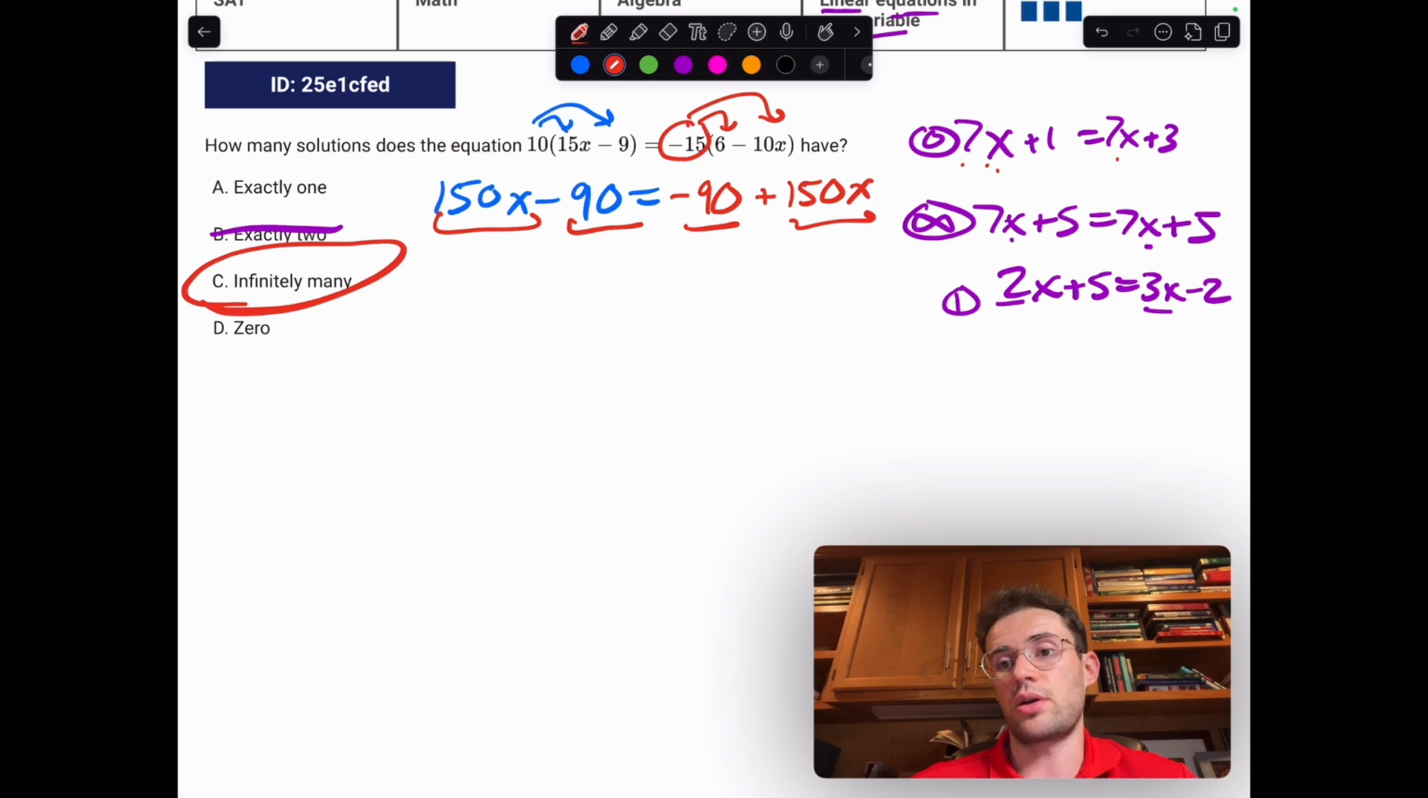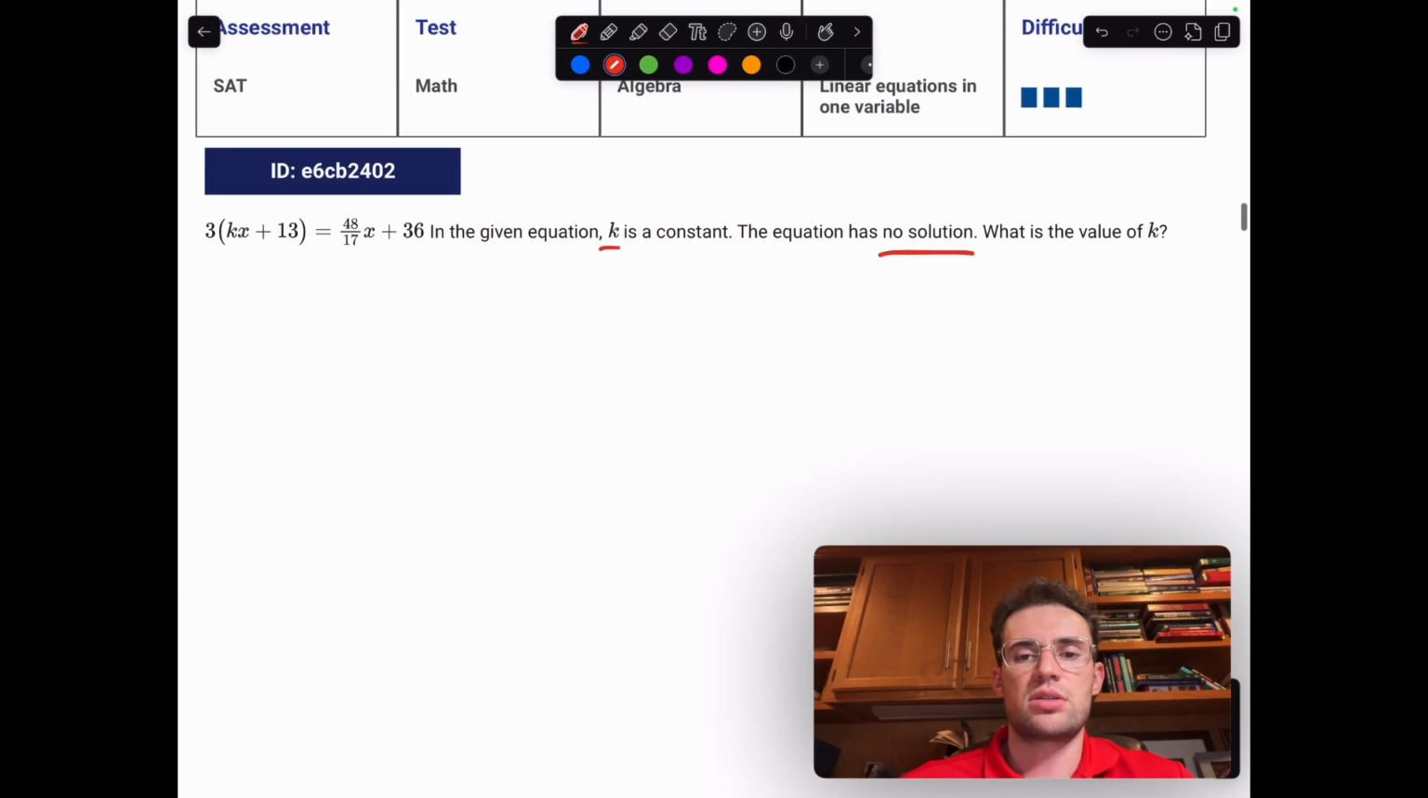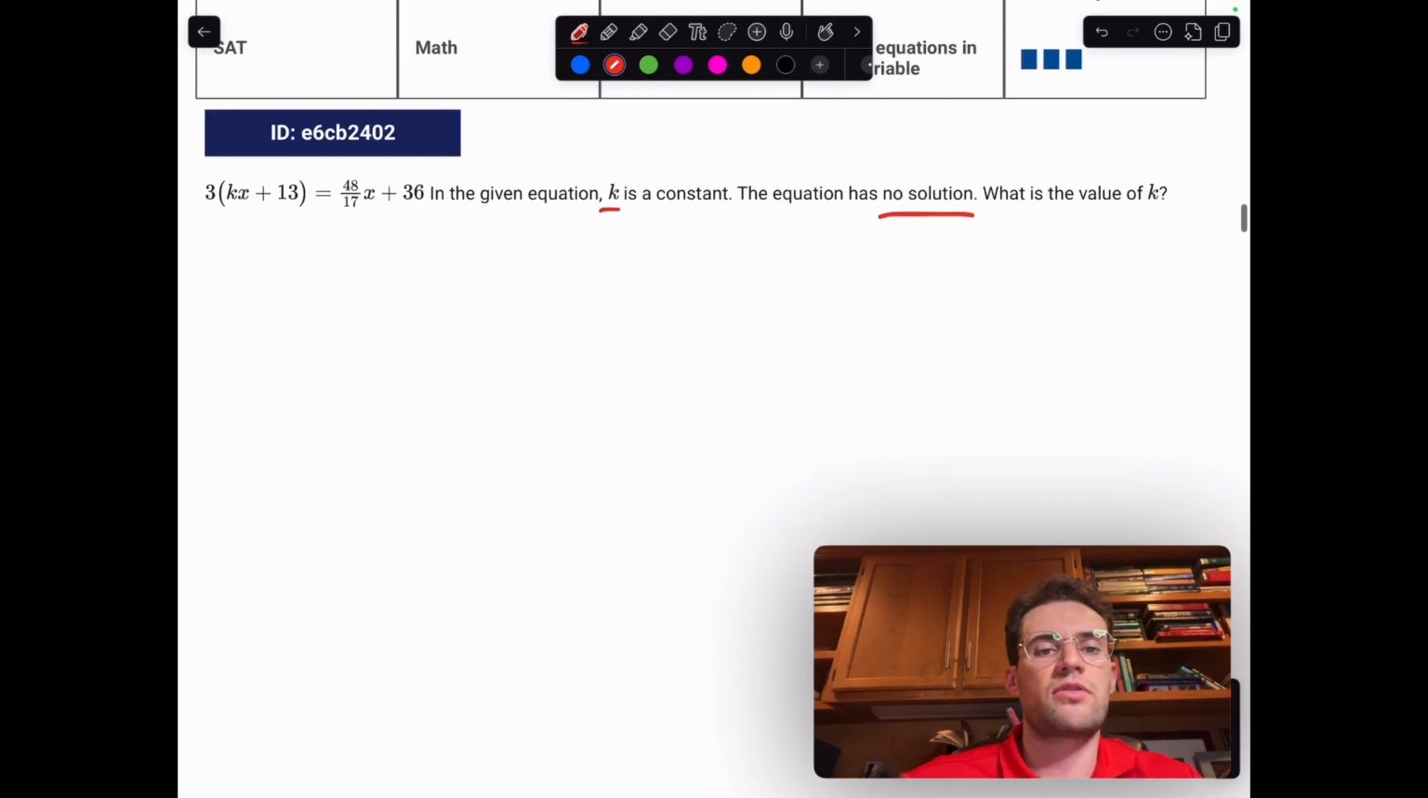Like in this example here, 7x plus 1 equals 7x plus 3. You could subtract 7x from both sides. You get 1 equals 3. That's never true. So that would be when you have 0. So this is a 0 solution one. So you want to have the same term in front of the x. So 48 over 17 here, it should end up being 48 over 17 here as well. And then it will just be a different thing for the constant term, which we could already see.